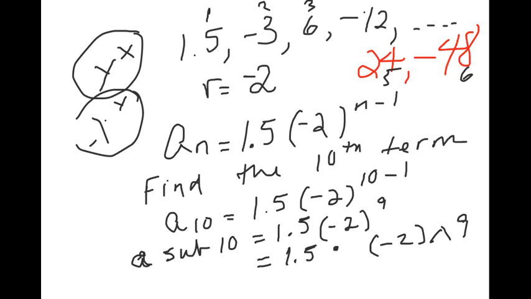Okay, did you guys do it? What did you get? Negative 768. That sounds really good. Now, if you did not put the parentheses around the negative 2, it wouldn't have worked. You have to put the parentheses around the negative 2 in order for it to work. See, I just downloaded my calculator.